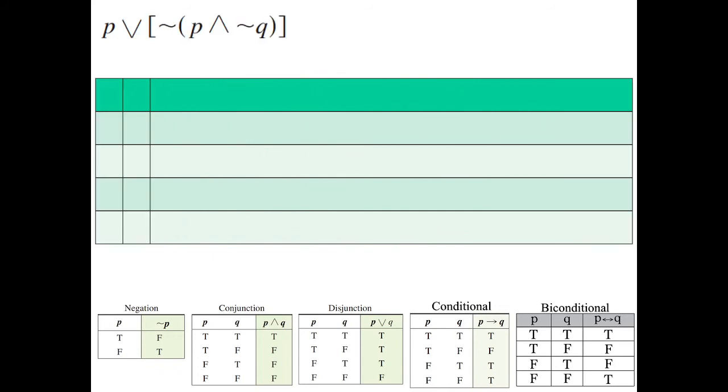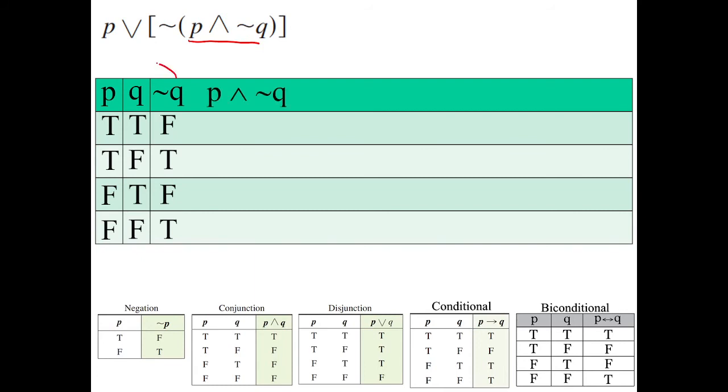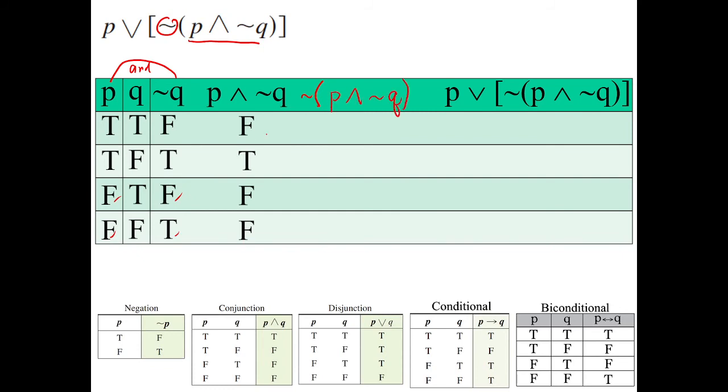Another one over here. We have P and Q again: true, true, false, false, true, false, true, false. I'll start with not Q. Not Q is false, true, false, true. Next, the parenthesis, P and not Q. True and false is false. True and true is true. False and false is false. False and true is false. Next, I negate this column. What is the negation of this column? True, false, true, true. Sorry for that.